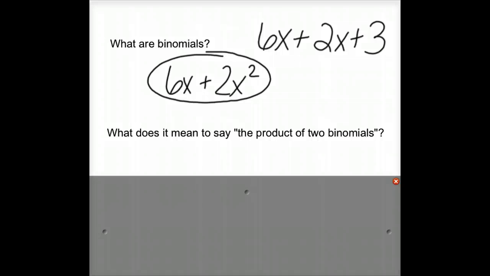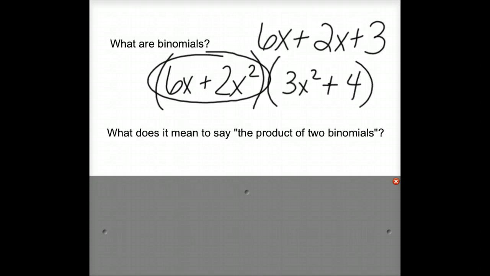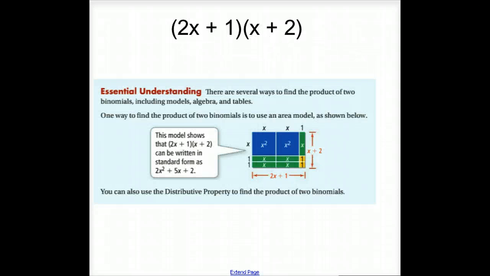What does it mean to say the product of 2 binomials? Well, if this was one binomial, in parentheses, and we were multiplying it by another binomial, that product is what we're trying to find. So 2 binomials multiplied together. That's how we're going to learn to solve today. There are several ways to find the product of something like this. These are 2 binomials being multiplied together because they're right next to each other.